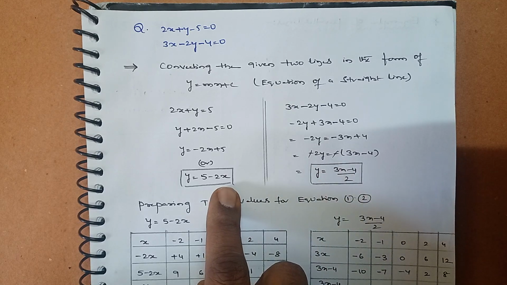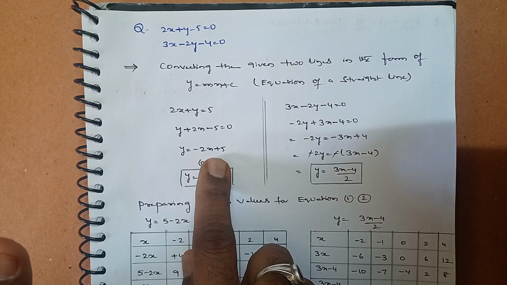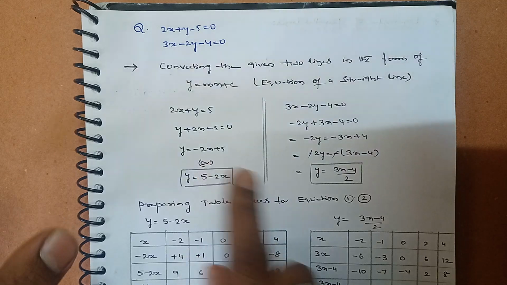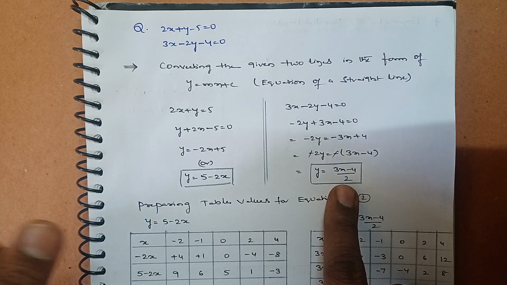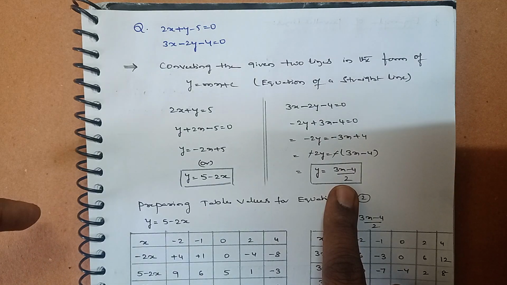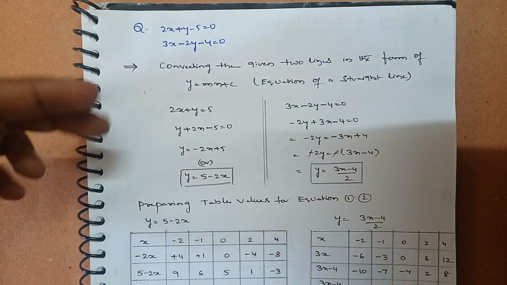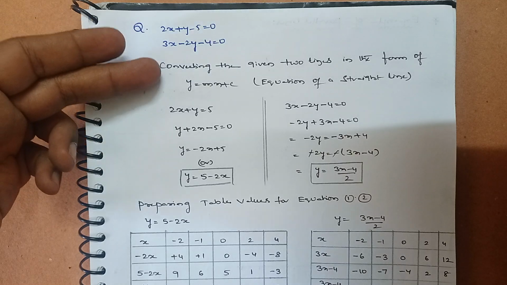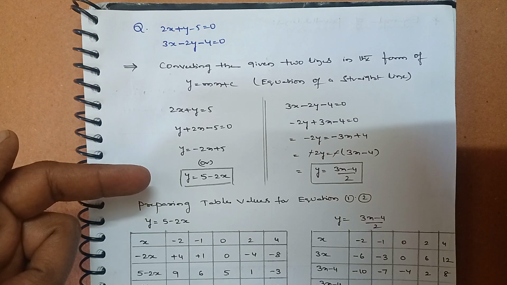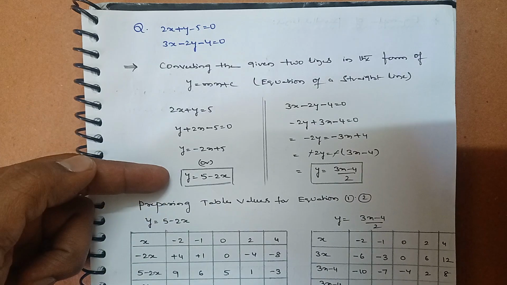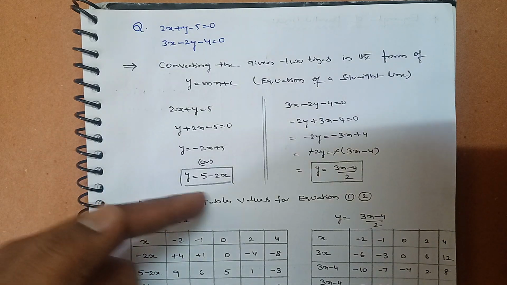Here the x coefficient is called the slope, that is minus 2, and the constant is called the y intercept. In the second equation, the x coefficient is 3 by 2 and the y intercept is minus 4 by 2, which is nothing but minus 2. So this is the first step, guys. Whenever equations are given, we need to convert them into y equal to mx plus c, the standard form of a straight line. The next step is we need to prepare the table for these two lines.